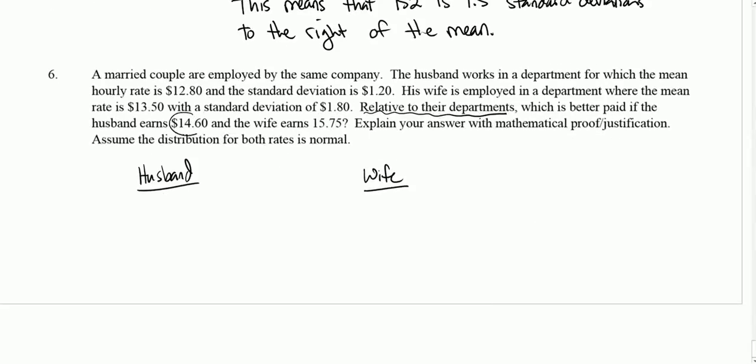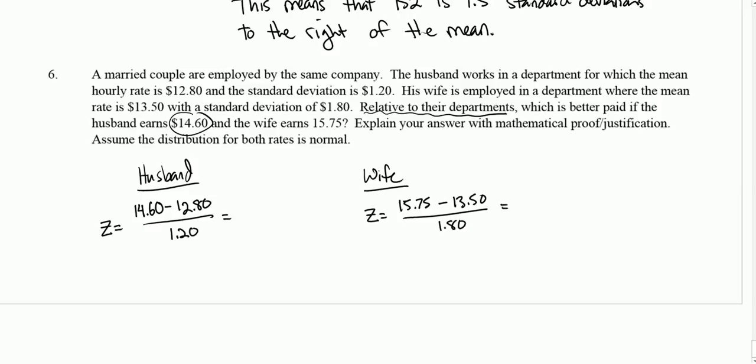So the husband earns $14.60. The mean of his department is $12.80. And the standard deviation of his department is $1.20. And this is his z-score. For the wife, she makes $15.75. The mean of her department is $13.50. The standard deviation of her department is $1.80. So let's work these through.